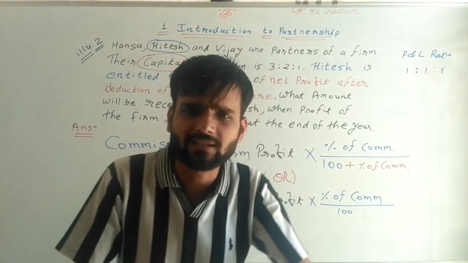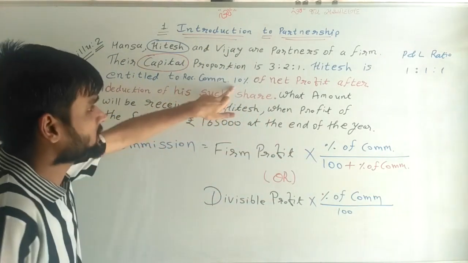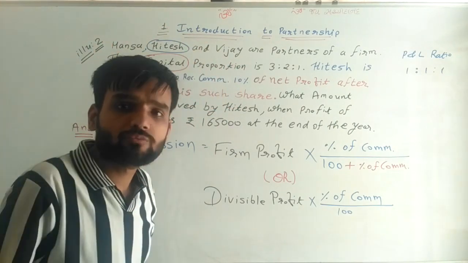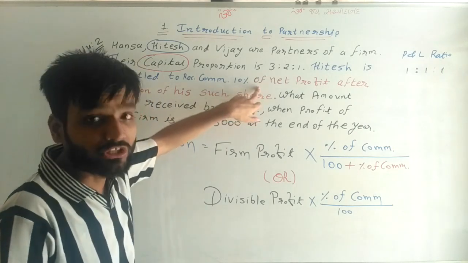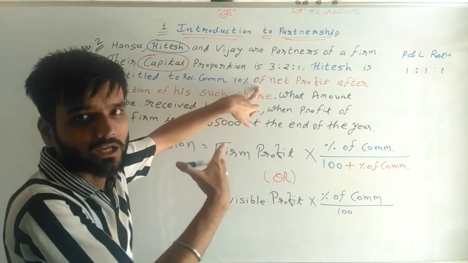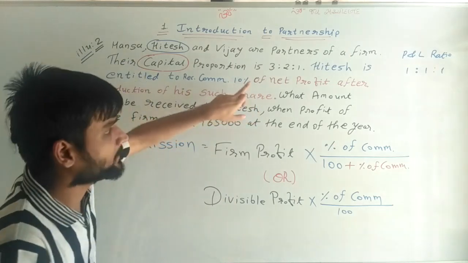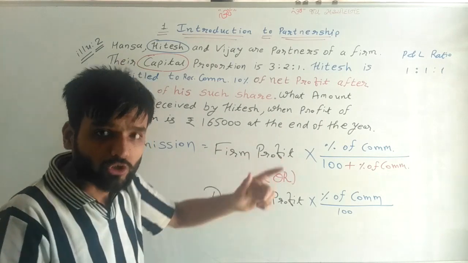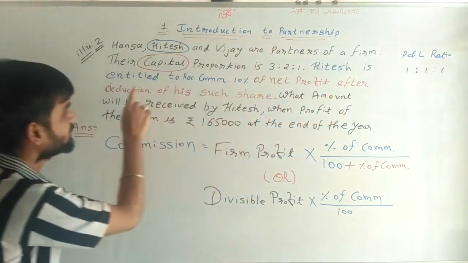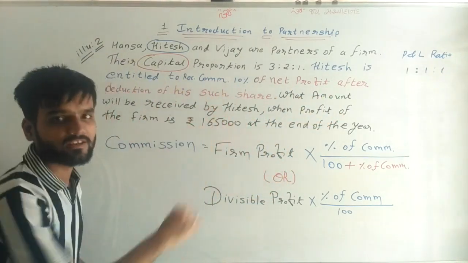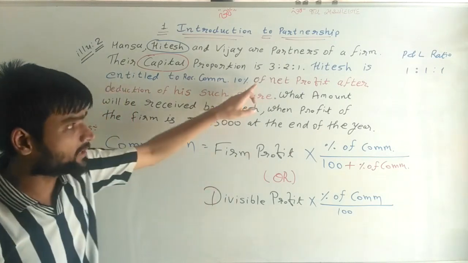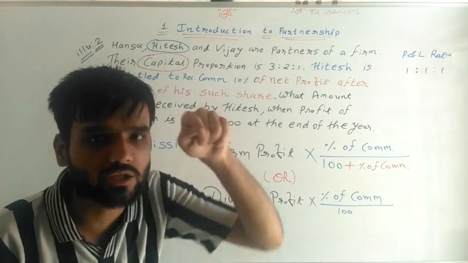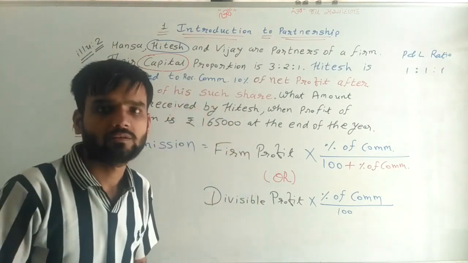Now it's just an example, but 10% commission we need to pay to Hitesh, but of which amount? So here it is given in red markers. Just understand: 10% of net profit after deduction of his such share.